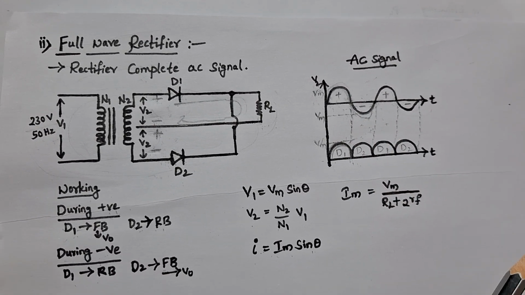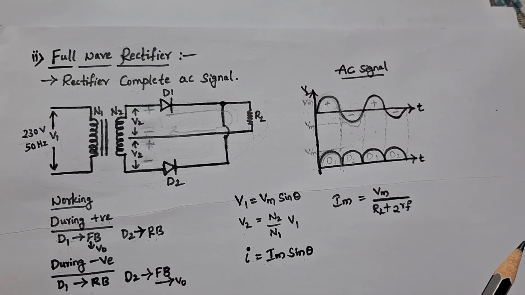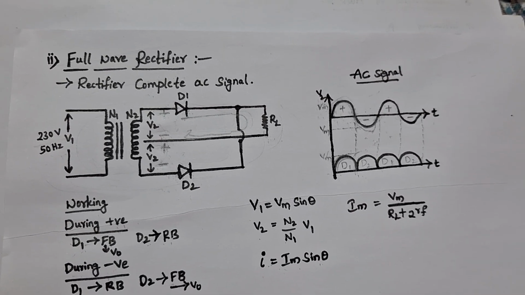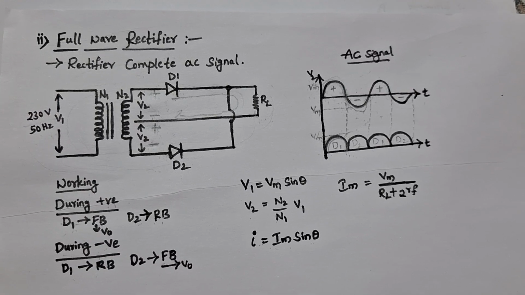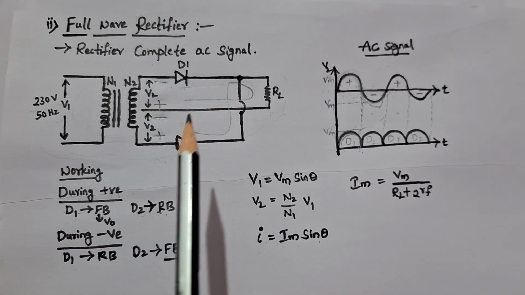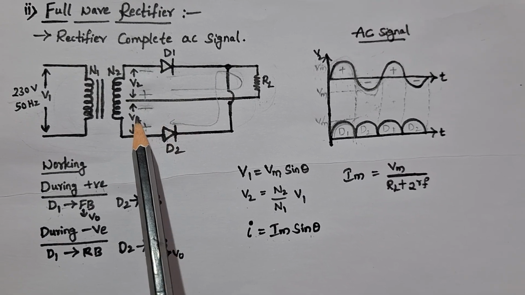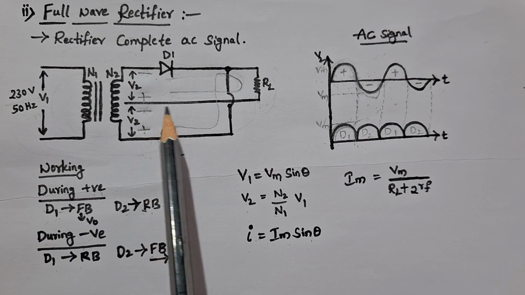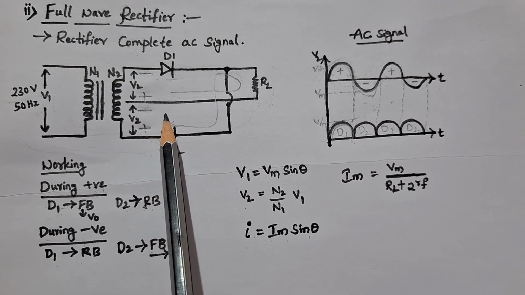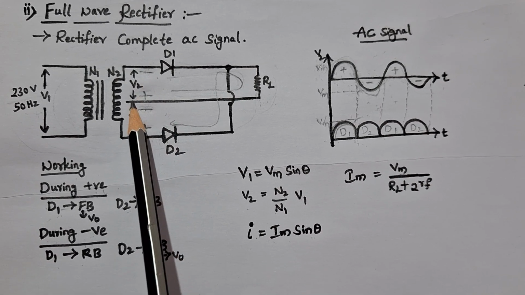The same polarity will appear across the V2. See here, which is the secondary of the transformer? And now next let us see, the same polarity will appear across the V2, which is the lower section of the secondary of the transformer. It will be negative and positive and positive.